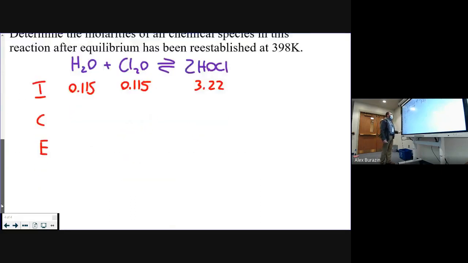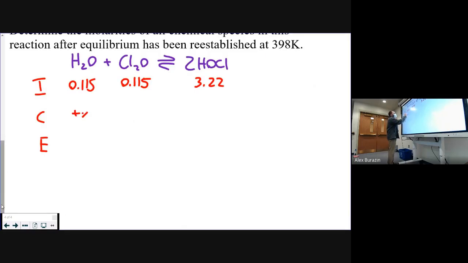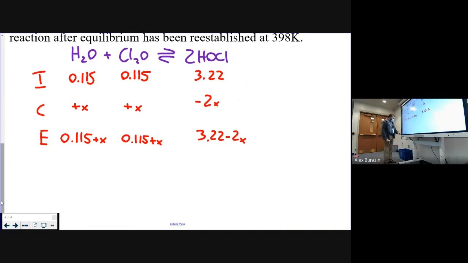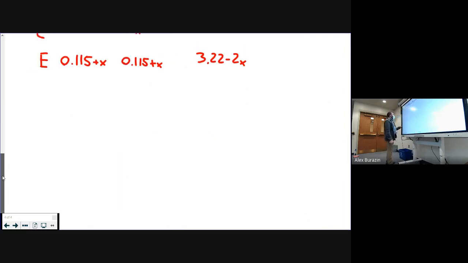So when we're shifting to the left, I would expect the quantities on this side to increase, and I would expect the quantity on this side to decrease. They will go up and down based off of their coefficients, right? Coefficient of 1, 1, 2. So 1x, 1x, 2x. At equilibrium, we have this. I now can set up K and plug my numbers in.